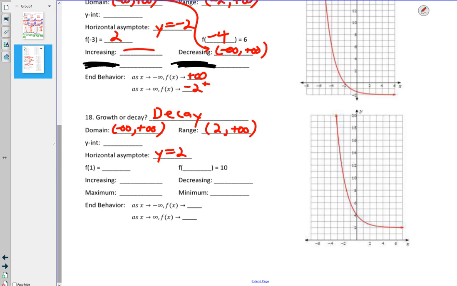Marmy, where's the y-intercept? Good. But this 4 is fine. You put 0, 4, that's fine too.